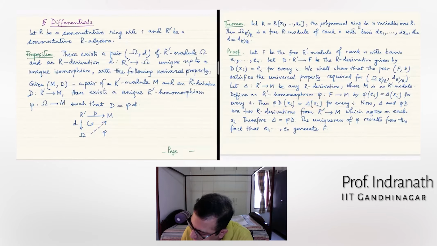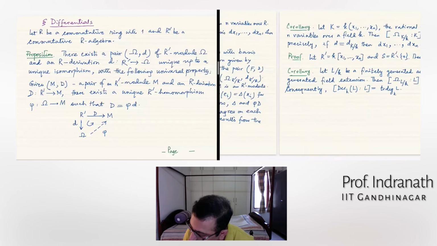Now delta and phi d are two R derivations from R dash to M, right? If you remember, when we just introduced derivations, we said that these are some easy observations. So they agree on each xi. But if they agree on each xi, then by that previous proposition where we showed that the derivation module is free, since they are taking the same value on these variables, they agree. And then uniqueness of phi results from the fact that e1, e2, ..., en generates F. Fine.